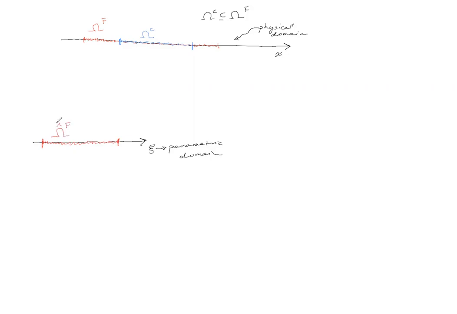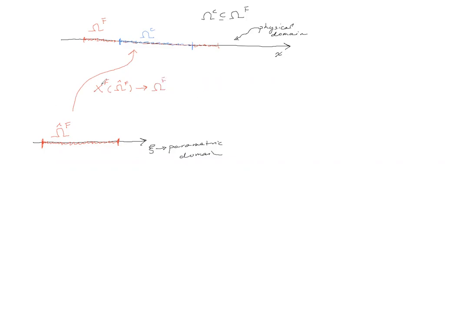So when you see a little hat, that means parametric. And so we have this parametric domain, and it's somehow related to the physical domain. We can make the relationship concrete by saying that there is a mapping that we're going to call big X F that takes our parametric flex domain into our physical flex domain.